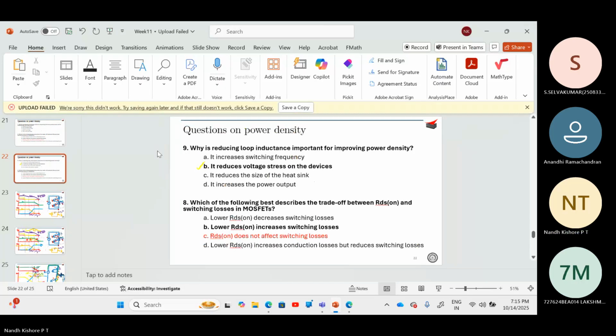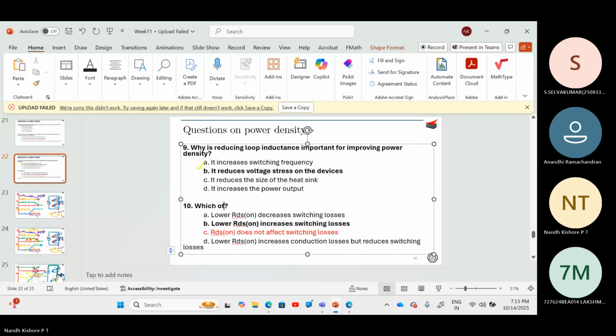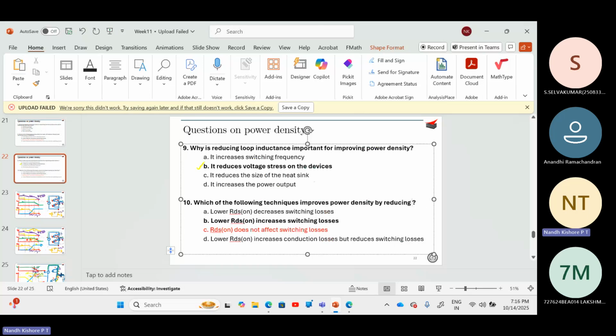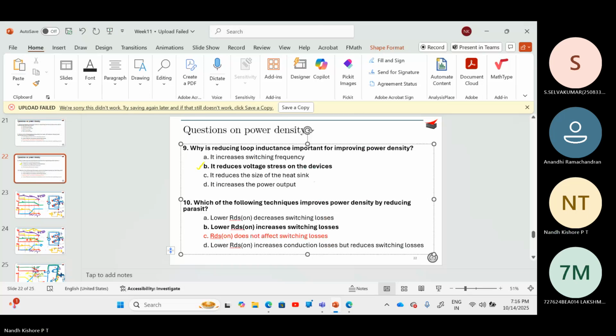Okay. And we will move on to the last question from power density. Which of the following techniques improves power density by reducing parasitic loop inductance?